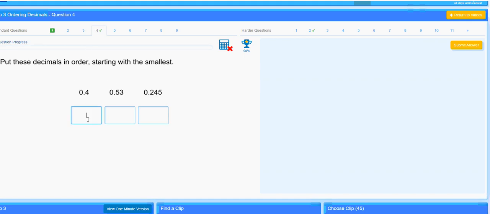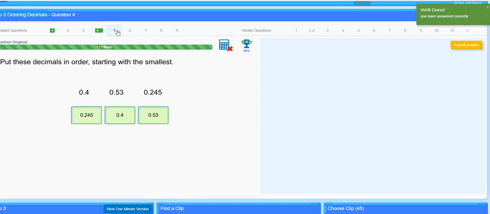Yeah, so if I'm going for this one, now if I got it wrong, for example, if I thought the smallest number was 0.4, and then I went for 0.53, then I went for 0.245. If you get the answer wrong, obviously it won't go green. You try again, you think. So the actual smallest is actually 0.245, then it is 0.4, then it's 0.5, 0.53.